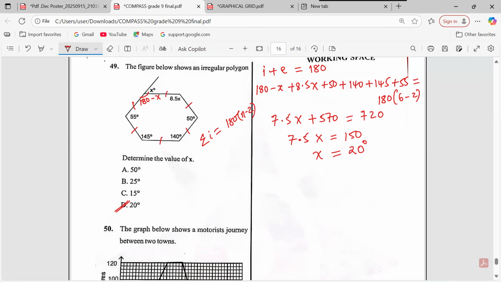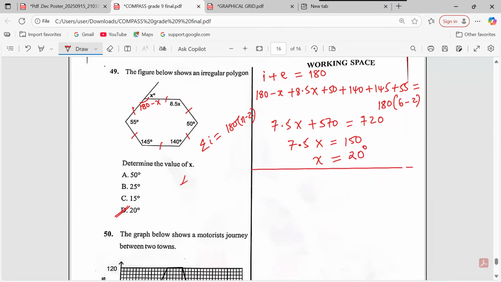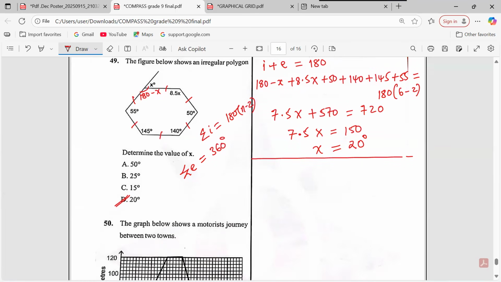Alternatively, some of these questions, depending on how open-minded you are, we can work out with a different approach. How? We can just say that the summation of all exterior angles, regardless of the type of polygon, should give us 360. And with this understanding, for every interior angle that we see, there is a corresponding exterior.